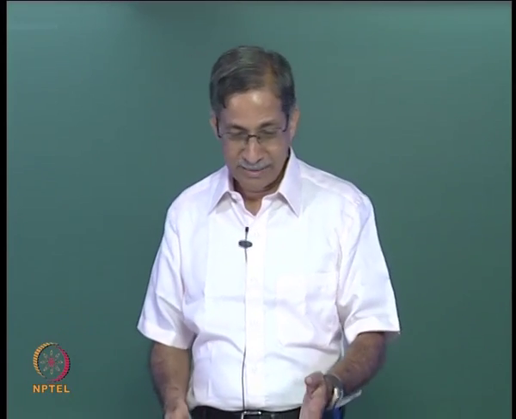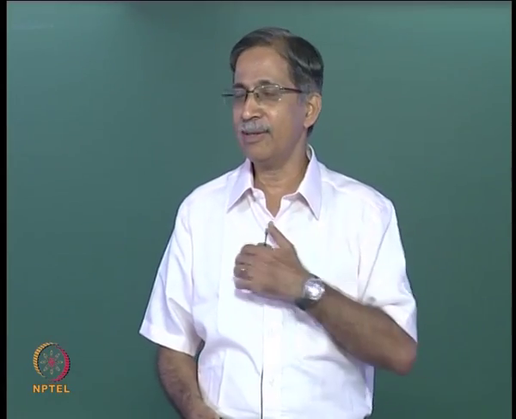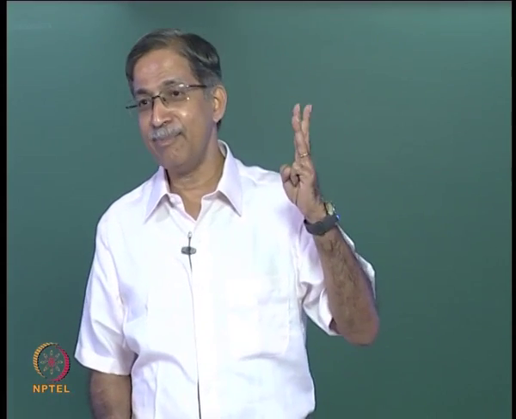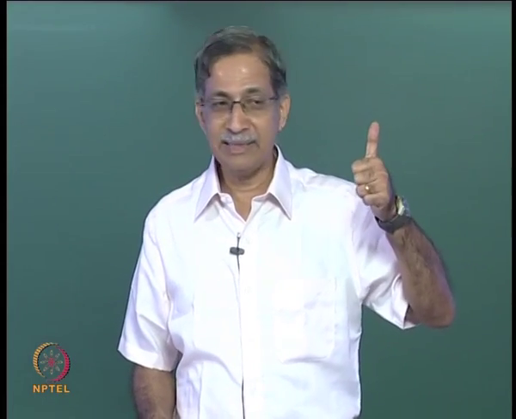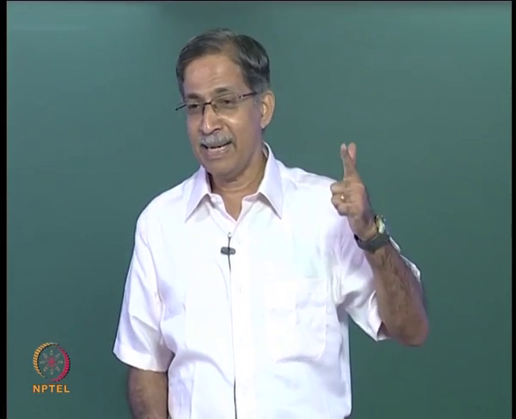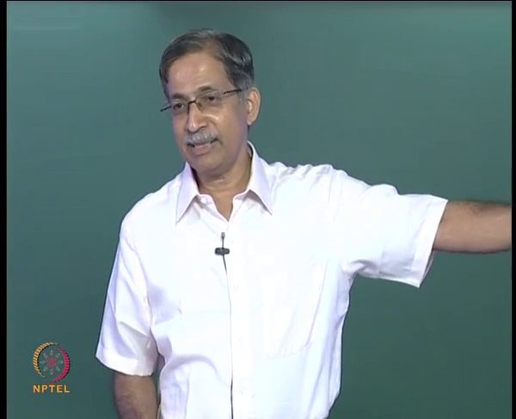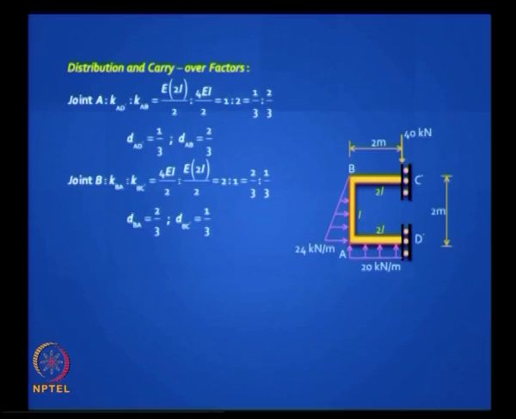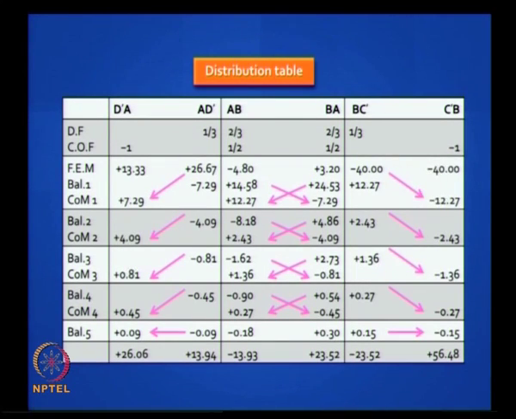Then the distribution factors are easy to calculate. I think by now you are taking advantage of all the modified stiffnesses. Remember, there are only 3 magic numbers to remember. 4 EI by L is very normal, 3 EI by L is if you have a hinge support at the extreme end, and EI by L is when you have a guided fixed support. Is it clear? So you can work out these, and you can work out your carryover factors, do your table.